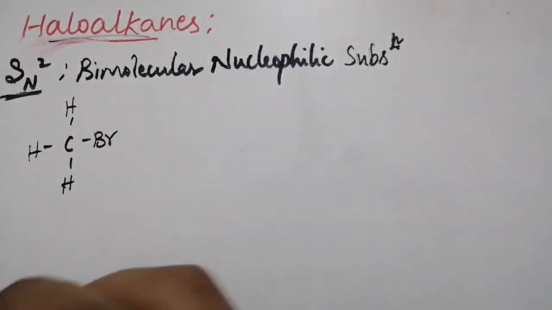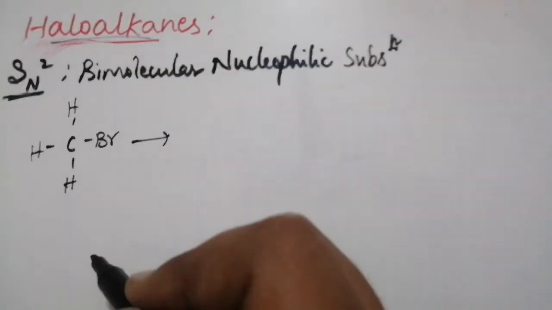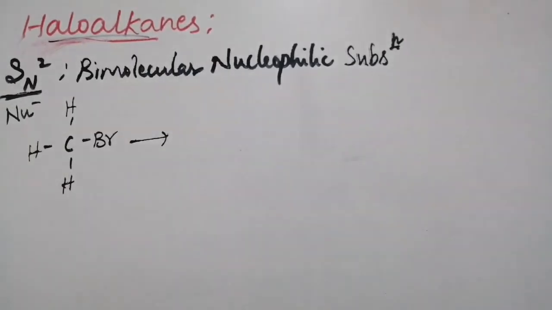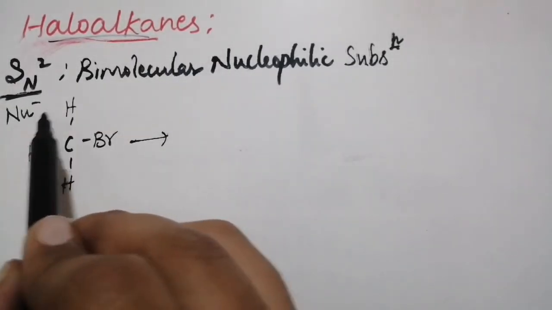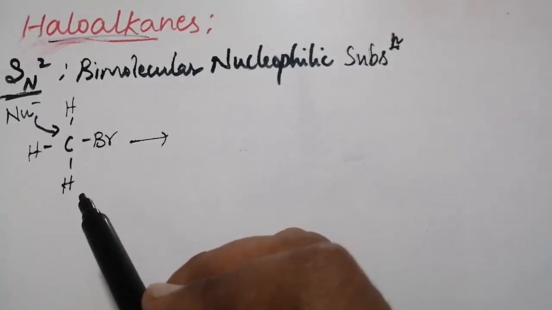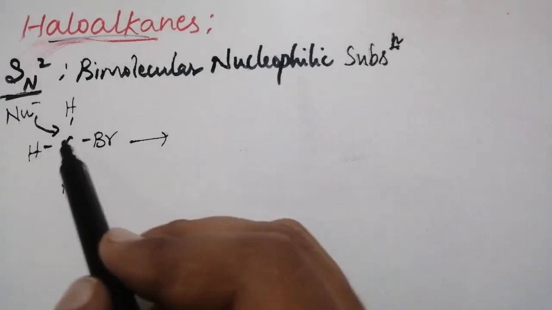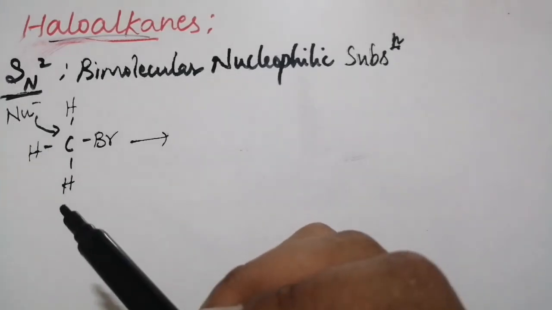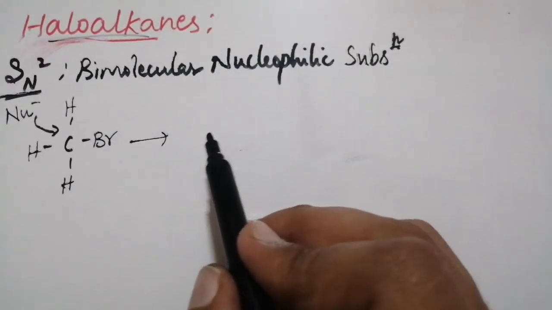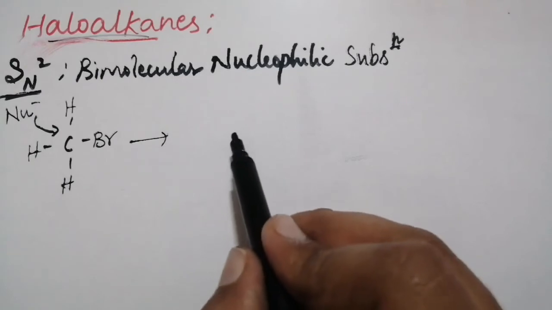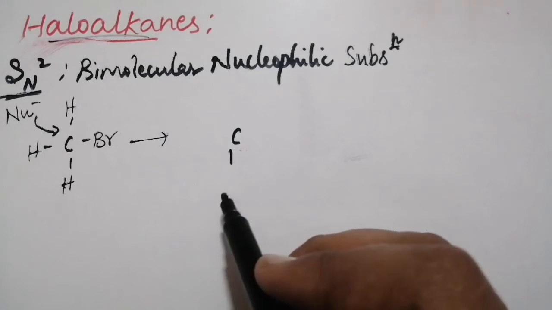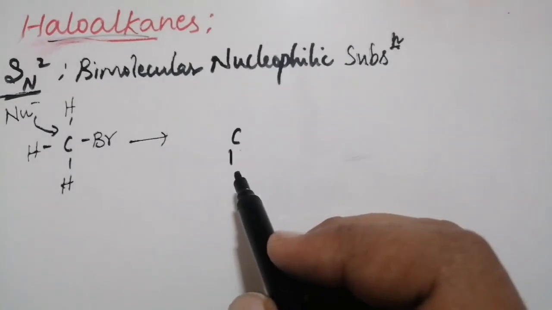CH3Br, it is methyl bromide. What happens in SN2? As it is a nucleophilic substitution reaction, my nucleophile attacks the carbon atom from the backside, which follows with an intermediate state where inversion of the structure takes place. It gets inverted. How does it get inverted?